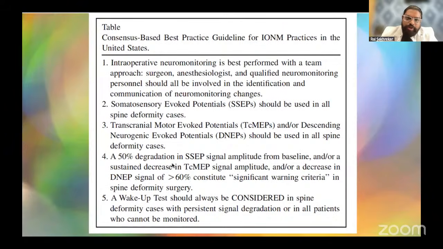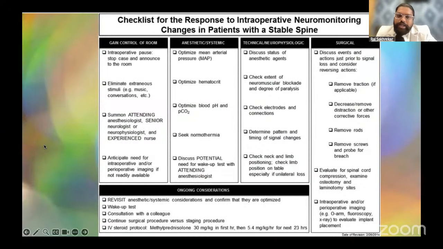With that, we'll discuss the most important slide in deformity surgery, the checklist. First, as Dr. Shah and everyone was discussing, you need to gain control of the room. You need to stop the music. You need to stop the discussions between the circulating nurse or other nurses or everything. You need complete silence. You need to have control of the theater.